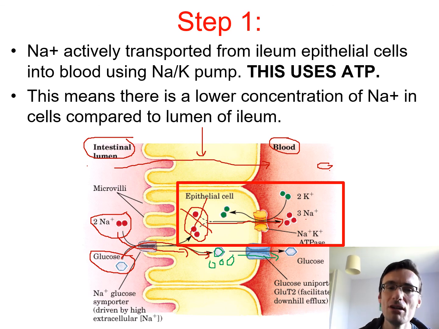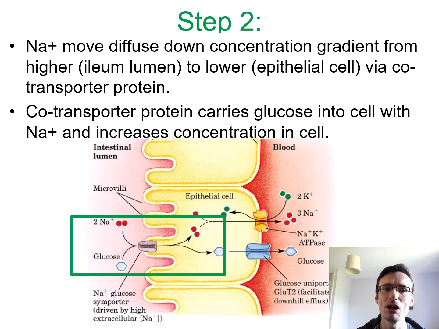Step 1, sodium is actively transported from the ileum cells, so the epithelial cells, into the bloodstream using a sodium potassium pump. This uses ATP, it uses energy, so they would need to have mitochondria in those cells to allow that to happen. This means there's a lower concentration of sodium in the cells compared to the lumen of the small intestines, or the ileum. As a result, sodium then moves down the diffusion gradient from a higher concentration in the lumen to a lower concentration in the epithelial cells via a co-transporter protein.